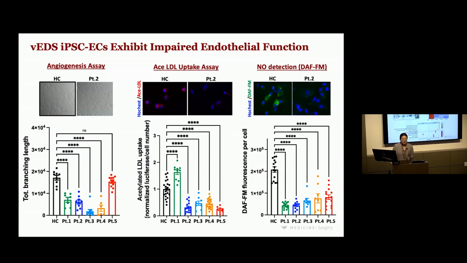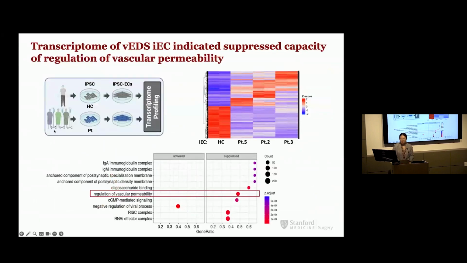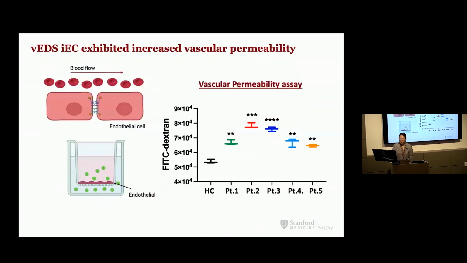To further study the underlying mechanism, we performed bulk RNA sequencing on the iPSC-ECs from 3 vEDS patients and healthy control. We found the surprising gene set was highly associated with one signature, regulation of vascular permeability, meaning a loss of barrier control and increased permeability. To functionally validate this, we performed a vascular permeability assay. We found that the iPSC-ECs from the vEDS patients all showed increased permeability, which is consistent with our transcriptomic result.